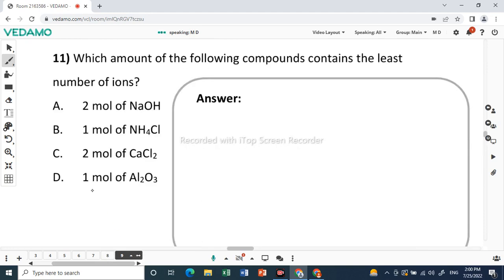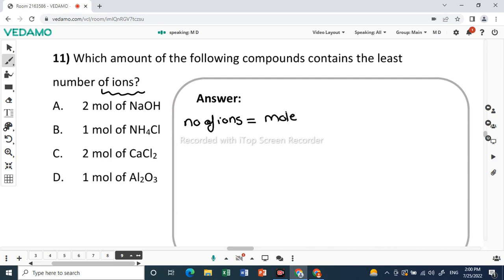I've got now another 2 multiple choice ideas, which are 11 and 12. So to finish our session for today, which amount of the following compounds contains the least number of ions? I've got here an idea which is based on the number of ions. Now the big question is, how can I apply on number of ions? The rule of number of ions is very similar to the rule of number of atoms.